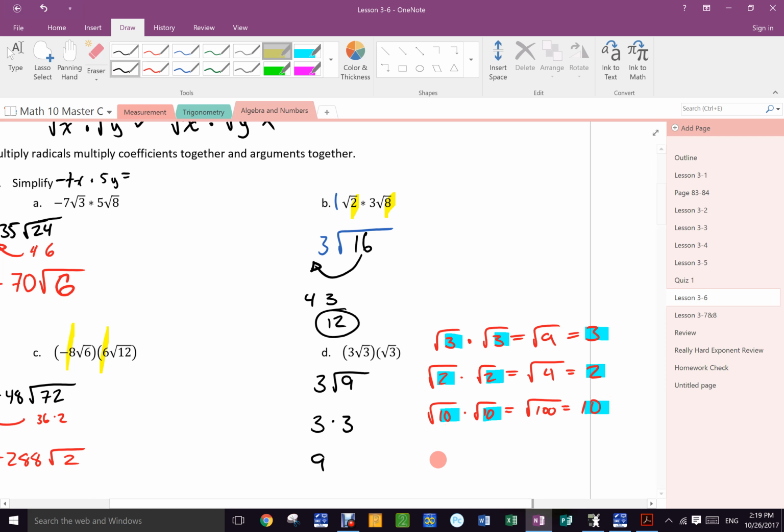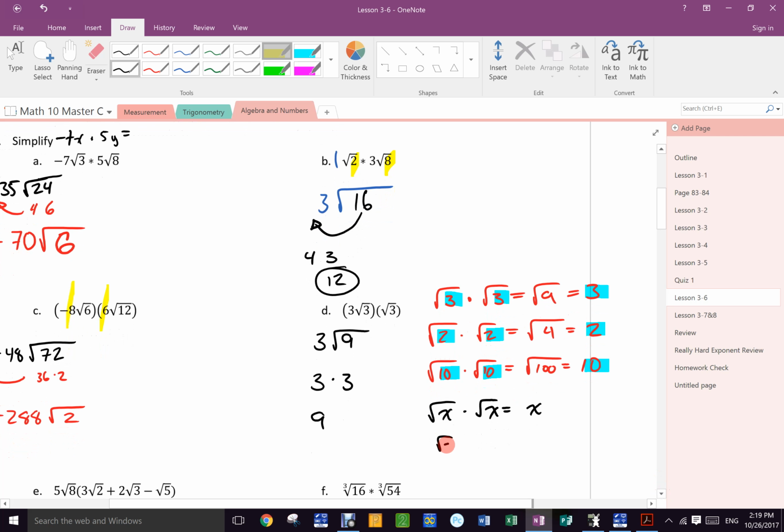So what would happen if I did the root of x times the root of x? It would be x. What would be the root of x squared? It's x. It's still x, because the root of x squared is just root x times root x, which is x.